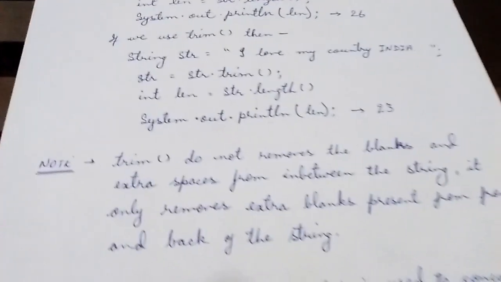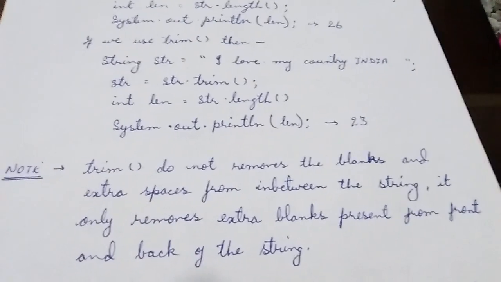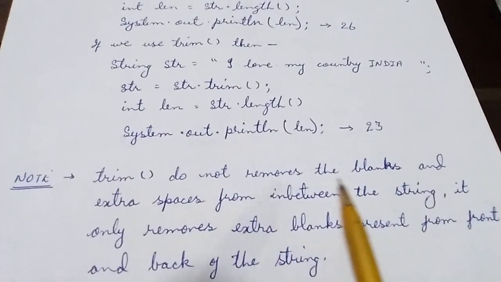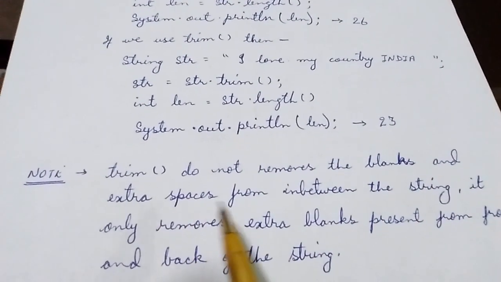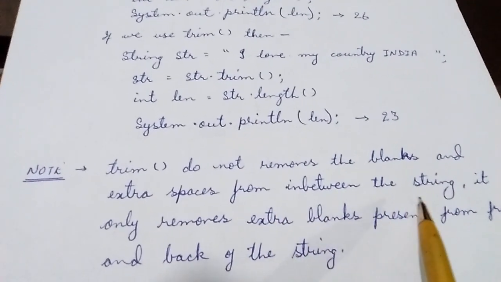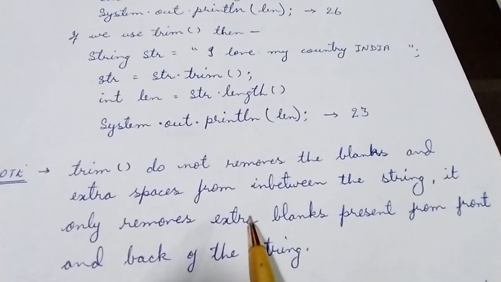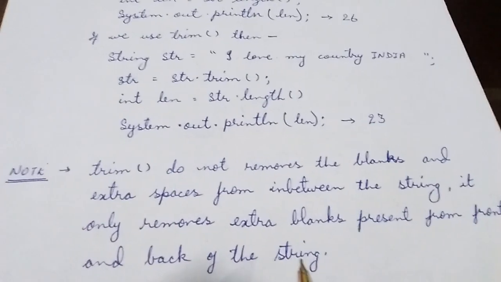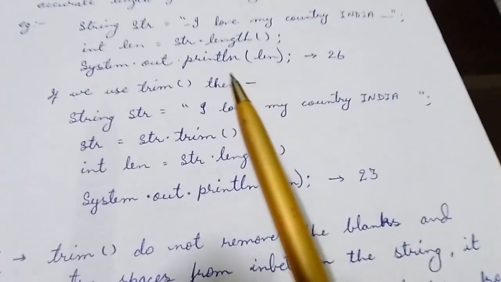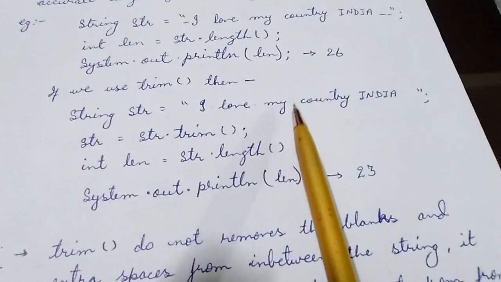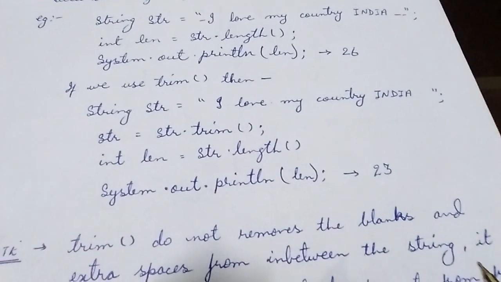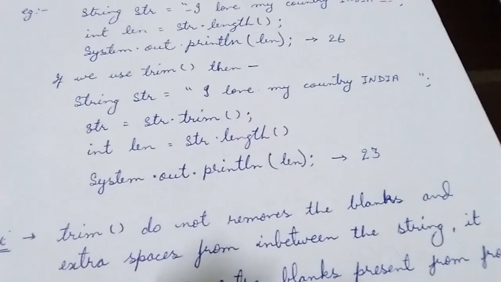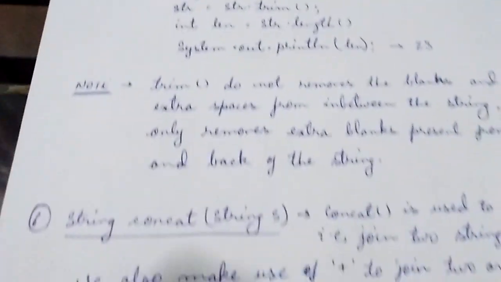Now it is a very important note. This has been asked in your board exam also. The trim function does not remove the blank and extra spaces from in between the string. It only removes the extra blanks present from the front and the back of the string. It means these blanks which are present in between the words are not removed. Only the front and the back leading spaces are removed.